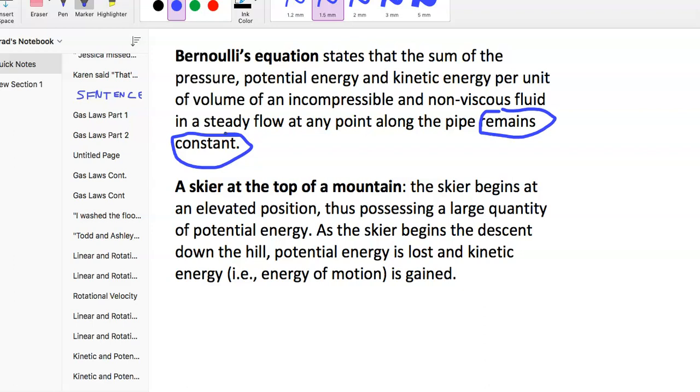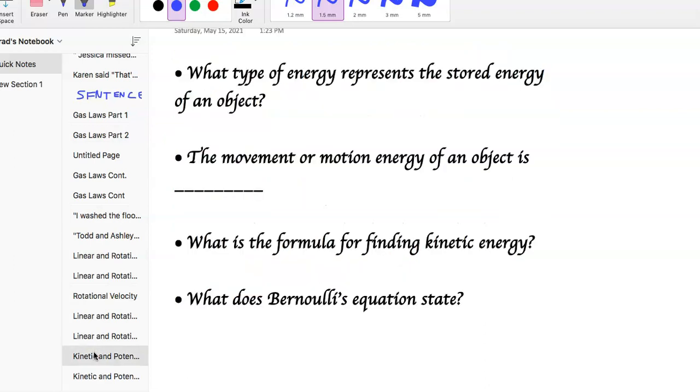Okay, so with that, we get to the end of the kinetic and potential energy video. You might want to go back and look at these questions real quick and make sure we're comfortable with those. And if we are, we're probably in good shape. And the best way to practice some of those kinetic energy type problems is just to get in the app and go to work and see if you can solve the problems.